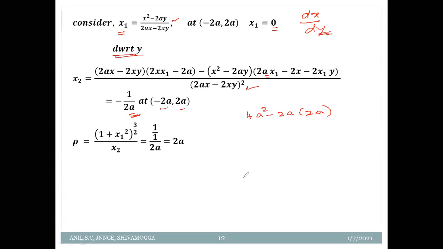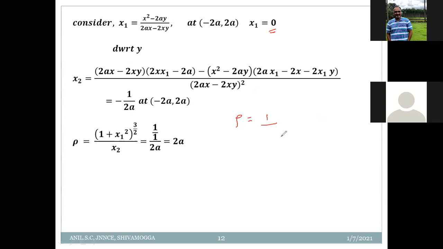Now substitute to find the radius of curvature. Radius of curvature rho is equal to 1 plus x1 square, and x1 is equal to 0, whole power 3 by 2, 1 power 3 by 2, divided by x2, and x2 is minus 1 by 2a. I do not consider this negative sign because rho is always positive. You just take 1 divided by 2a. This is equal to 2a. Radius of curvature is 2a.